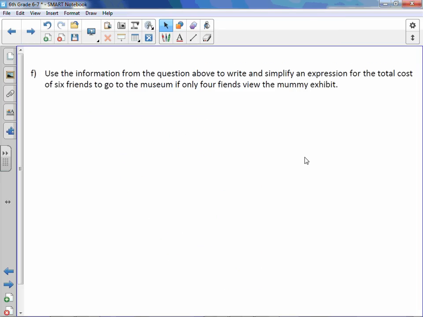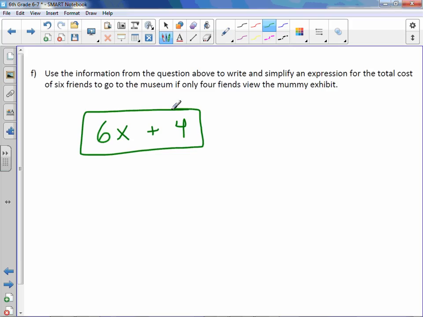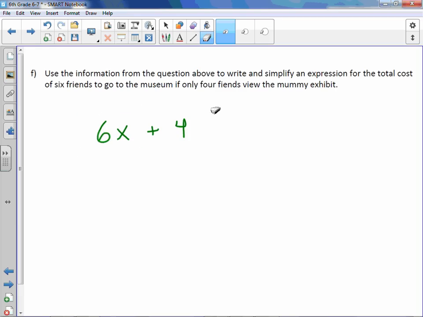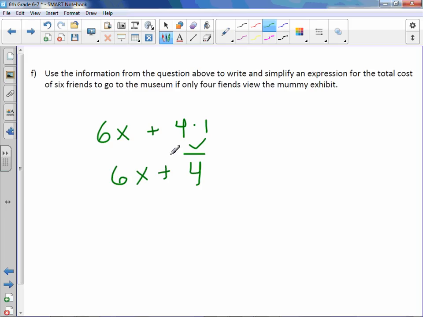Use the information from the question above to write and simplify an expression for the total cost of 6 friends to go to the museum if only 4 friends view the mummy exhibit. Okay, so we have 6 friends going to the museum, which would be 6 times the admission, and only 4 to view the mummy exhibit. And I can't simplify that any further, so that's our expression. Oh, actually, if I remember, let me go back a bit. It was $1 admission, so I really should have put 4 times the $1 admission to the mummy exhibit. And I can simplify, this would be 4. Small oversight, I apologize. So it would still be 6x plus 4. I just missed the step up here.